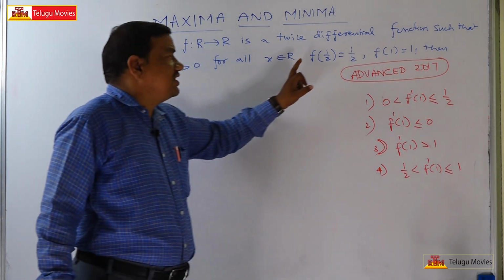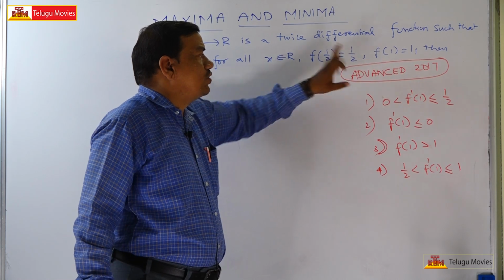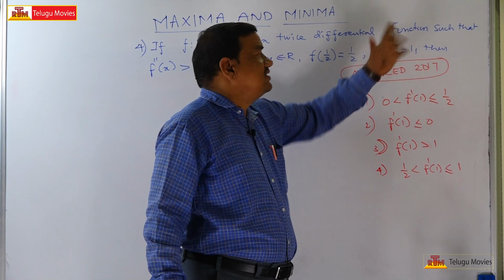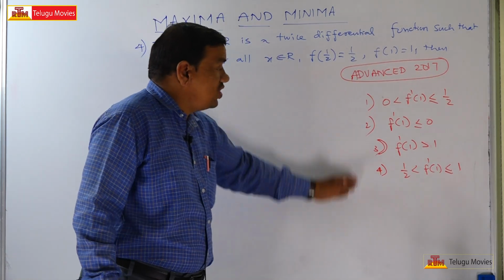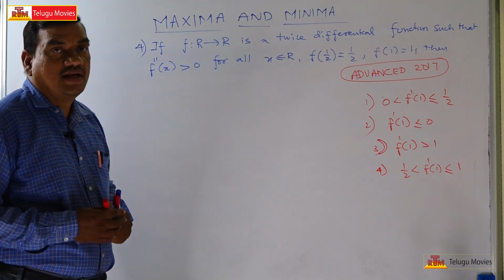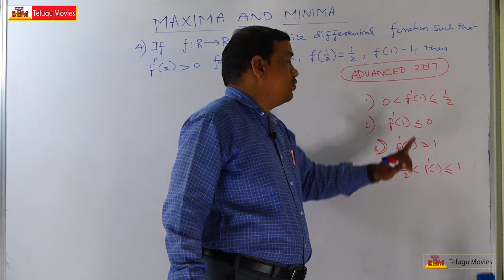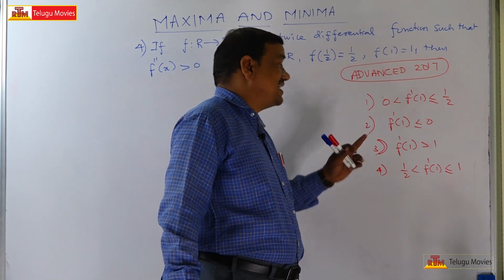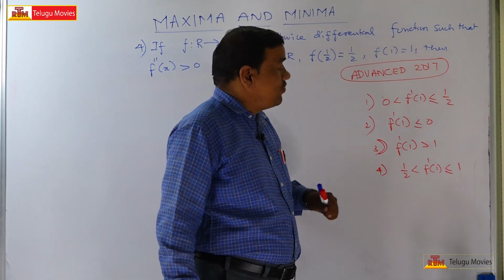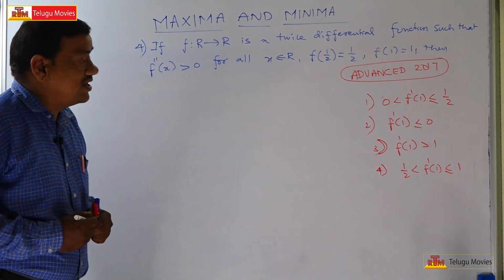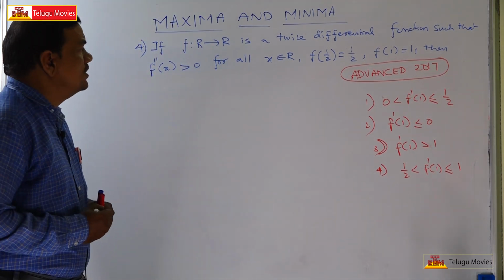Okay, and one more thing is given, f of 1 by 2 is equal to 1 by 2. That means the image of 1 by 2 is 1 by 2, and the image of 1 is 1. Then which of the following options will be correct? That means f dash of 1 is less than or equal to 0, f dash of 1 is greater than 1, 1 by 2 less than f dash of 1 less than or equal to 1. So what are the options? Okay, let us see here.